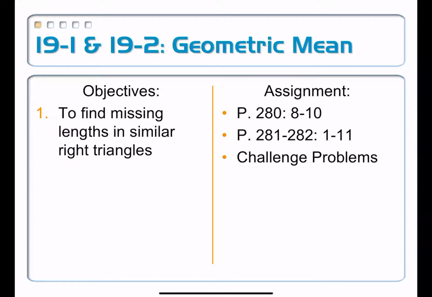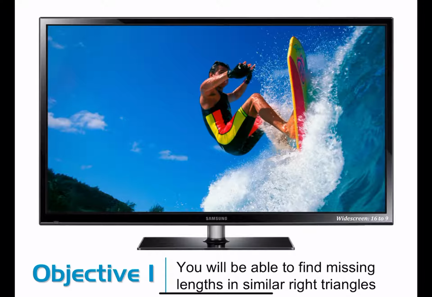So it has something to do with our objective here, which is about finding missing links in similar right triangles. In a previous lesson, we talked about similar polygons, and for two polygons to be similar to each other, what has to be true? They have to have congruent corresponding angles, first of all, and they also have to have their corresponding sides have the same ratio, which means they're proportional to each other. And we're going to apply those things to right triangles specifically. Before we do all of that, let's take a look at this image.